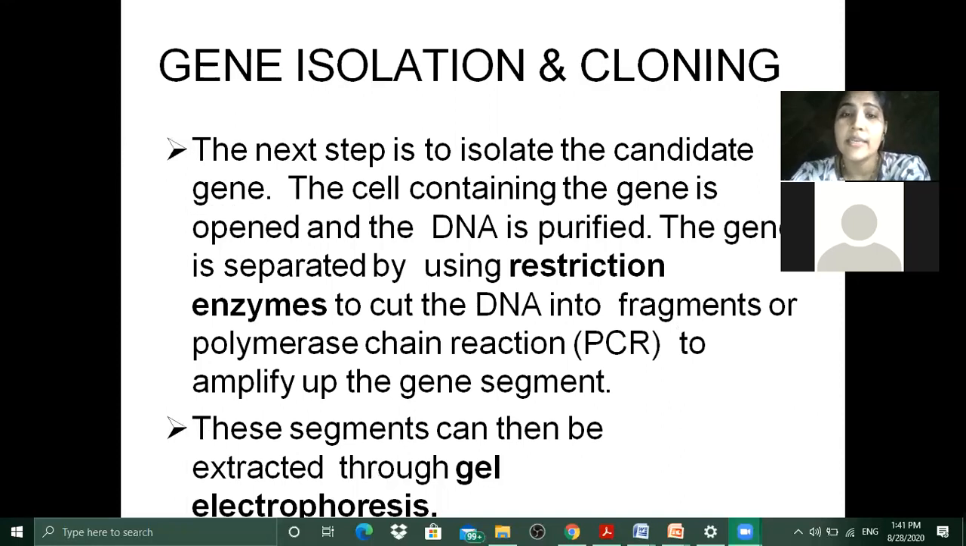So the next step is to isolate the candidate gene, and the cell containing the gene is opened and the DNA is purified. So how do you isolate DNA? That we all know.